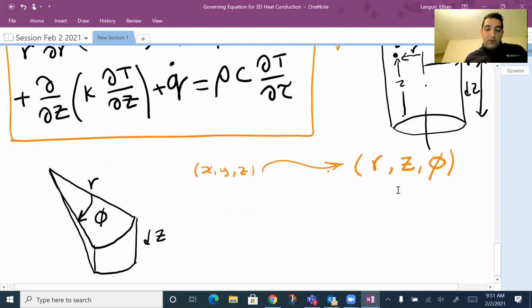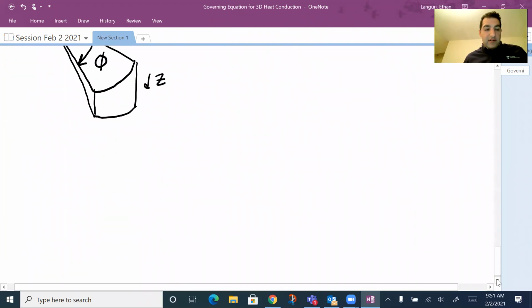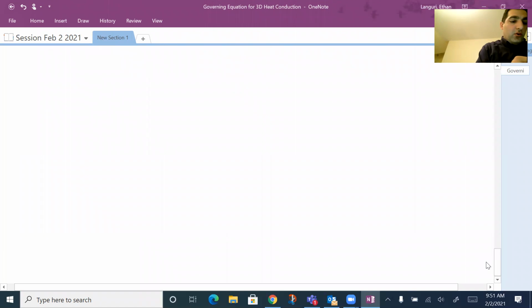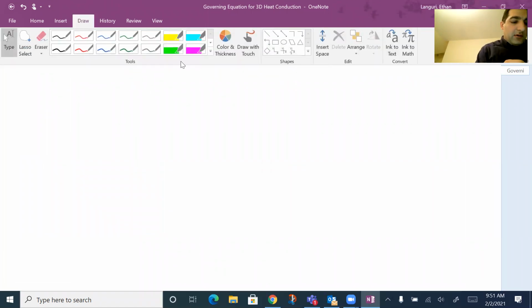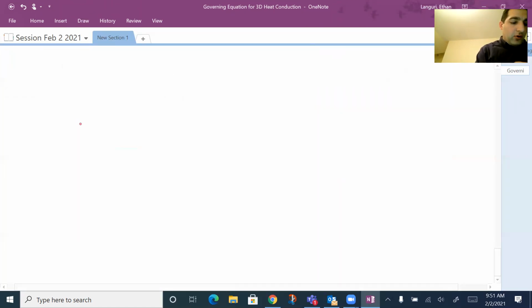Now with that, let's move on and do the same thing for a spherical coordinate system. By the way, we'll do examples of different coordinate systems, so we will definitely discuss those in further detail later.